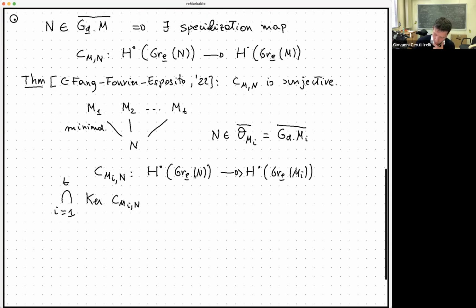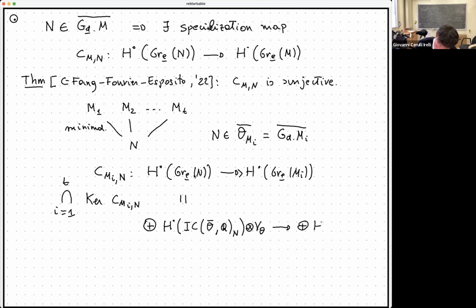So on the right part, we have to take the direct sum of the cohomology of the IC of O bar Q, then N, tensor V_O, and then the direct sum of H dot of the IC of O bar Q, M_i, tensor V_O.